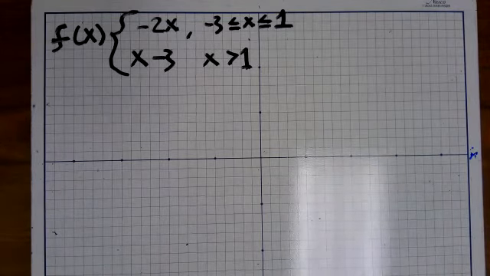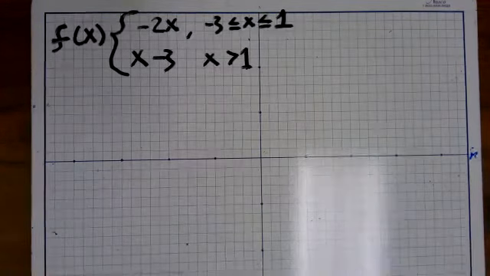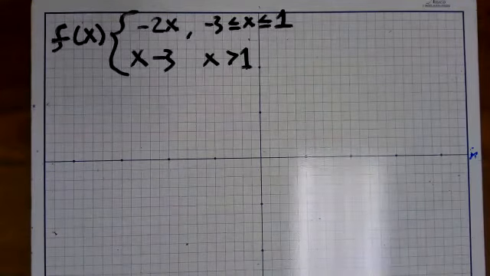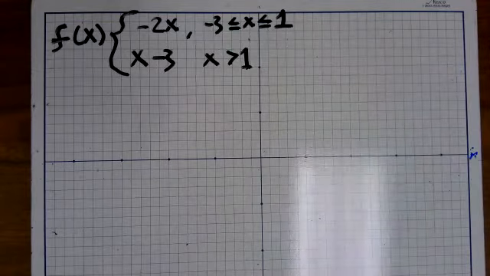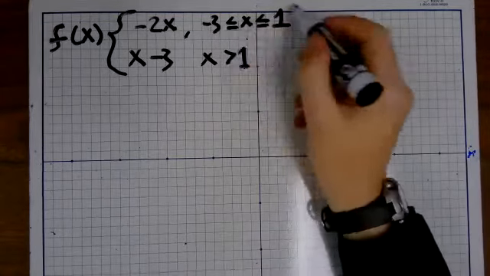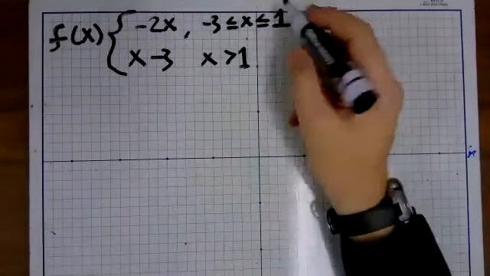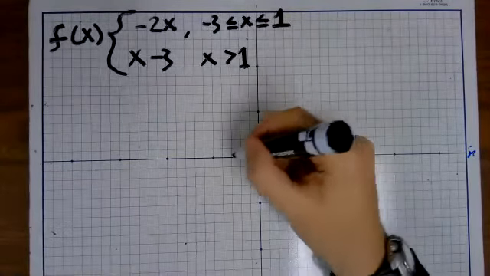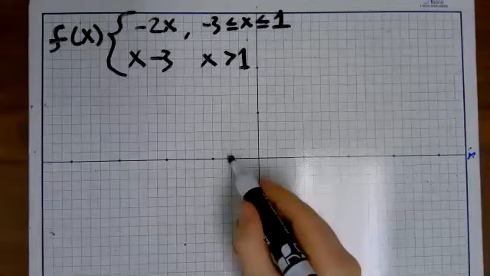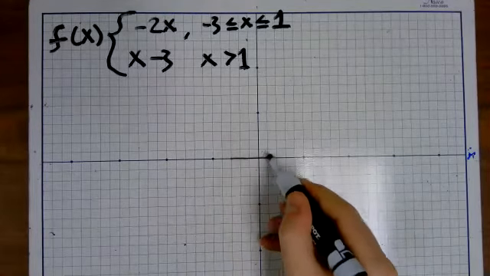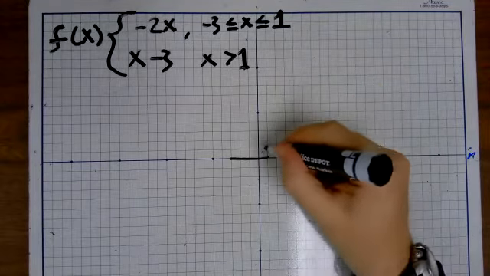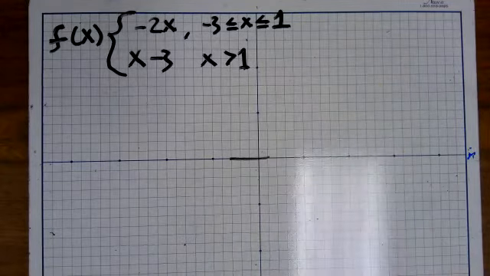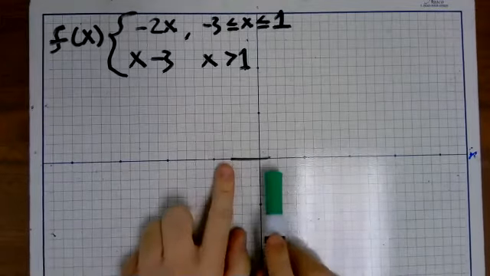All right. So let's take a look. So in this segment, sometimes you might find it helpful to sketch out which area on the x-axis we're working in. We're working from -3 to 1. So we're starting at -3 and we're going up to 1 here. And for this section, it's everything greater than 1. So, okay. So we'll start just with this segment here.